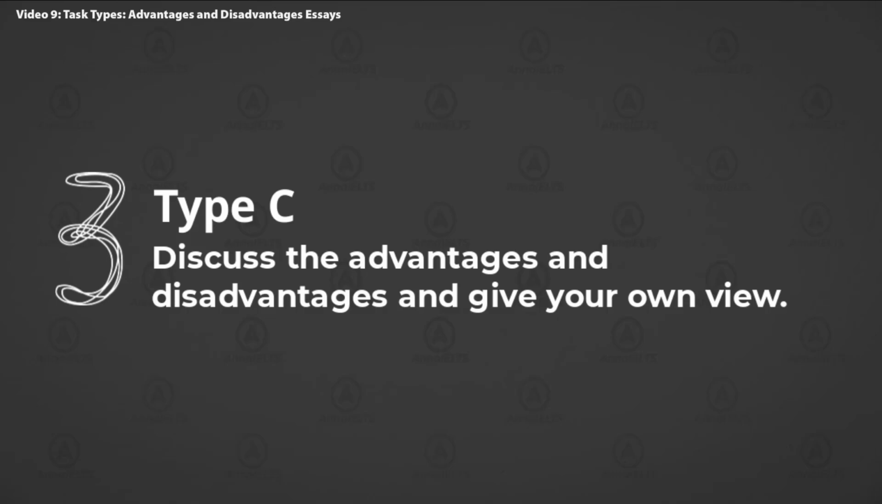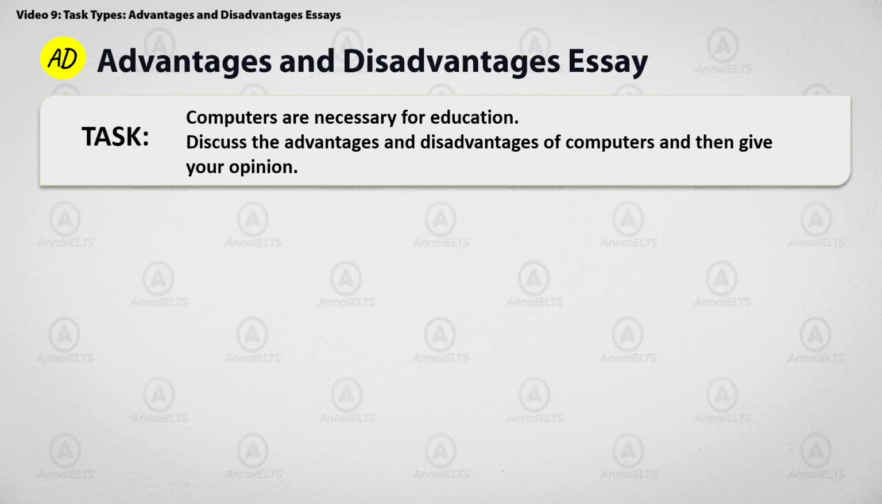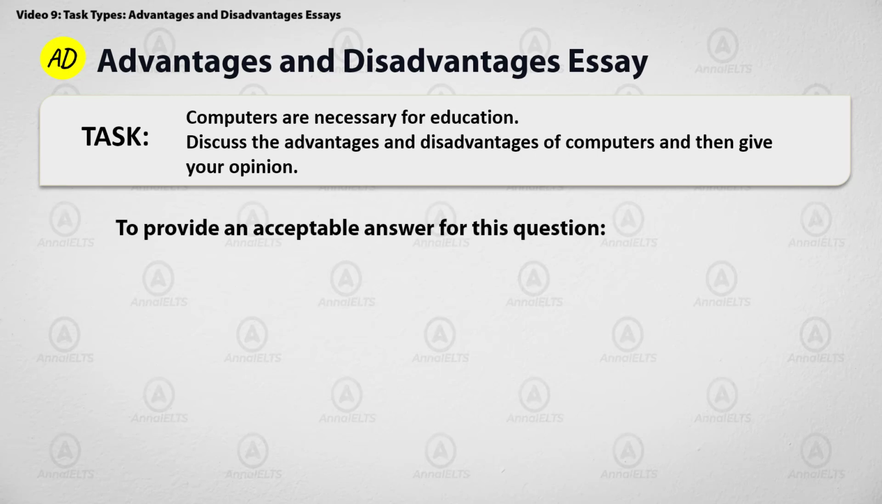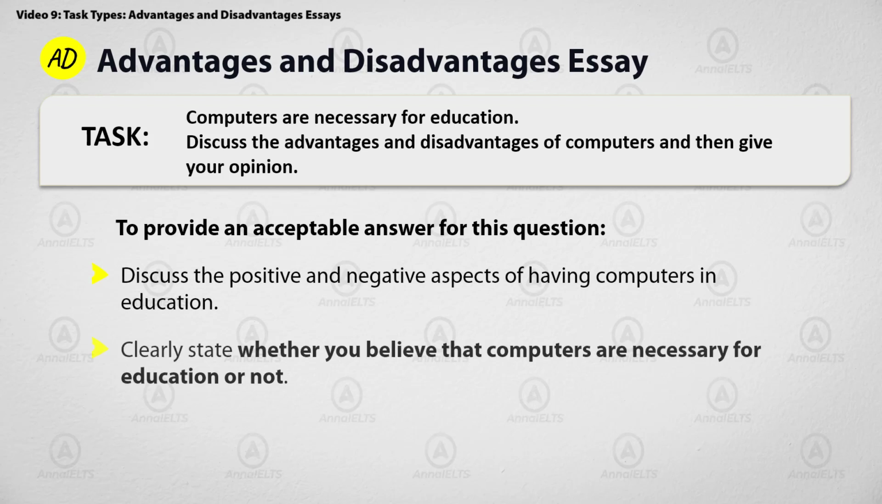Let's take one example. Computers are necessary for education. Discuss the advantages and disadvantages of computers and give your own opinion. To provide an acceptable answer for this question, you have to first discuss the positive and negative aspects of having computers in education, and then clearly state whether computers are necessary in education or not.